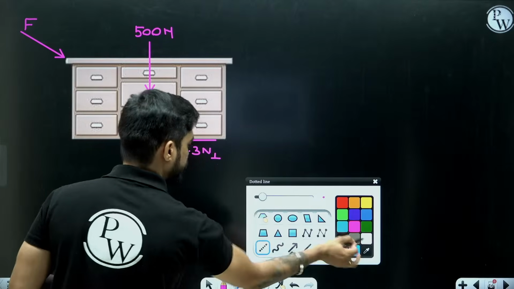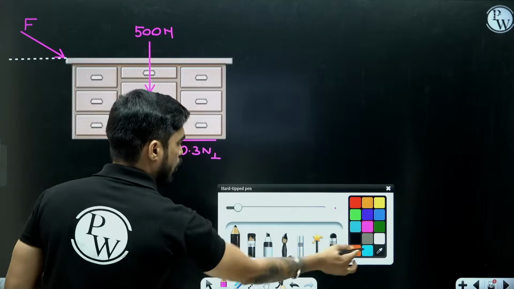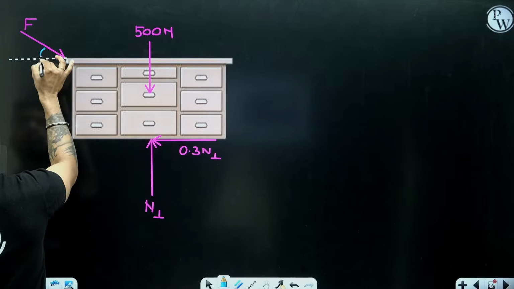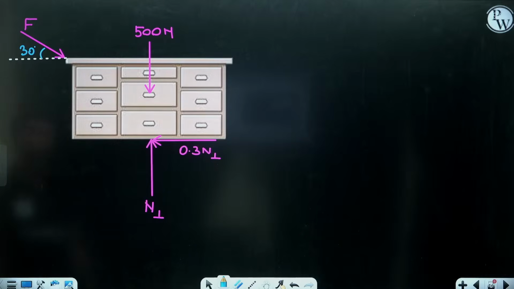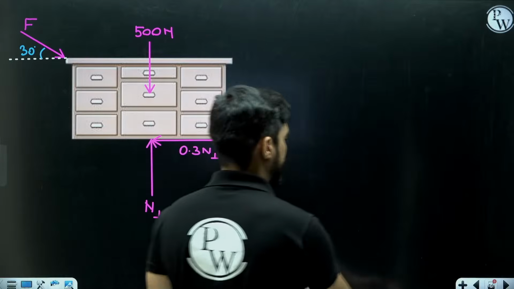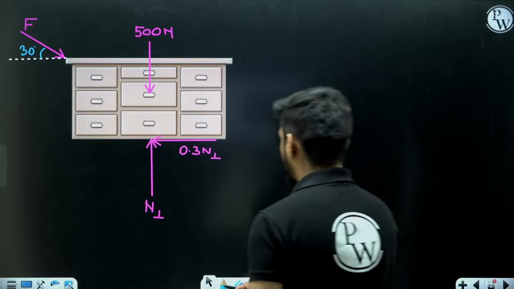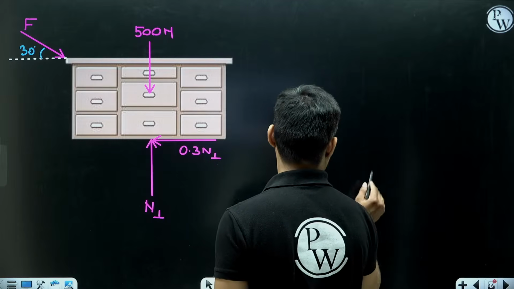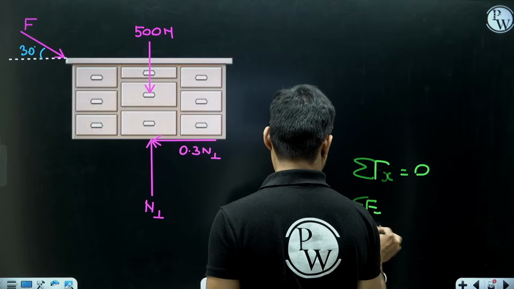Now, this is the free body diagram of the dresser. How many unknowns do you see here? You see two unknowns, F and N1. By applying equilibrium equations, you can find F and N1. How many equilibrium equations do we have? We have two: summation of Fx equals 0, summation of Fy equals 0.